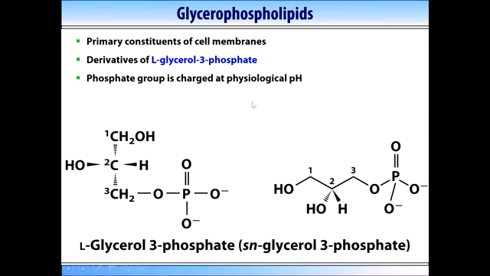Okay. The class called glycerophospholipids are the primary constituents of cellular membranes, and they're all derivatives of L-glycerol 3-phosphate. So what is L-glycerol 3-phosphate? It's this molecule here. Nomenclature is very similar to sugars. For example, if we remove this phosphate from here, would it still be L-glycerol or not? No, because then the molecule would be symmetric if we remove this phosphate. Glycerol does not have optical isomers.